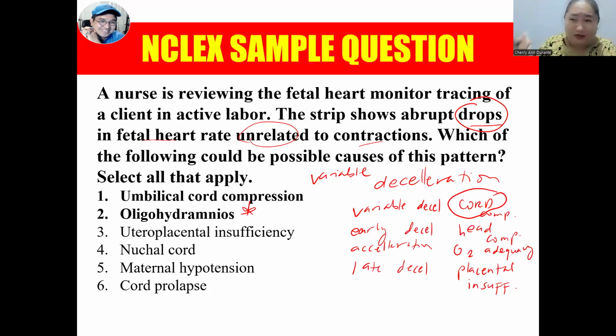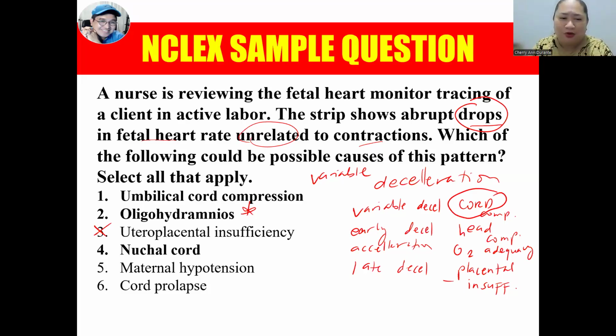Of course, you get nuchal cord. Of course, you get cord prolapse, right? But oligohydramnios, they miss it just because it doesn't say cord. But if you think about it, if the amniotic fluids are down, then there's a tendency that when the baby changes position, the cord will be compressed. So your correct answer includes 2. Now, what about 3? Uteroplacental insufficiency. It's late deceleration, so that's a no. Nuchal cord. There's that cord. So, yes, it should be included.